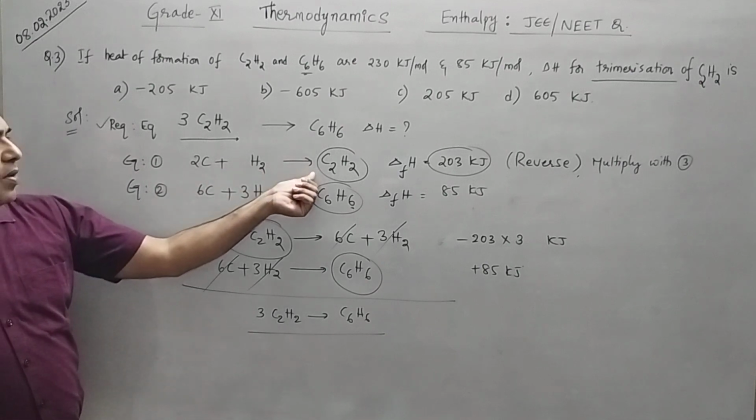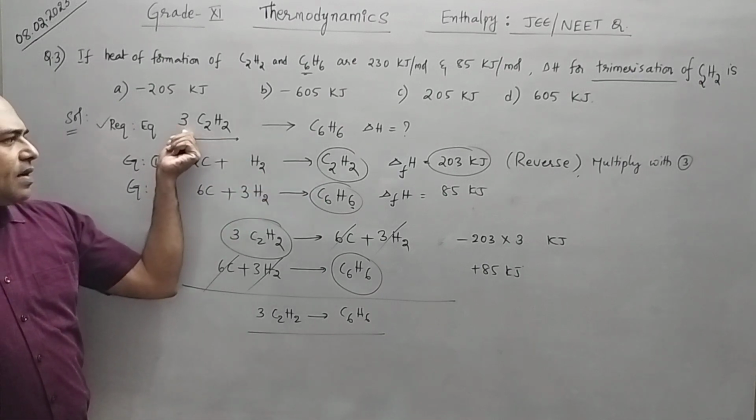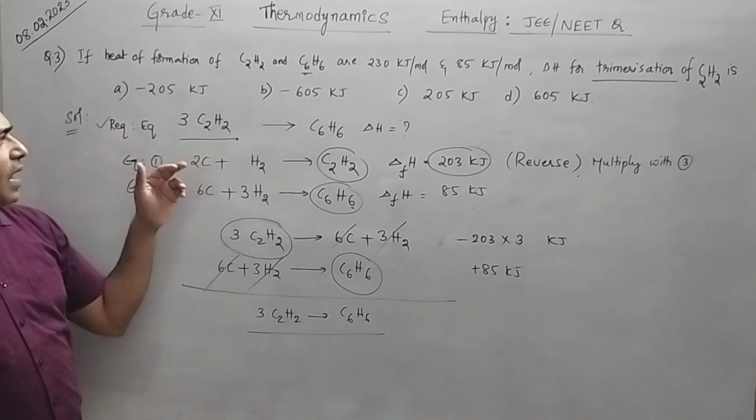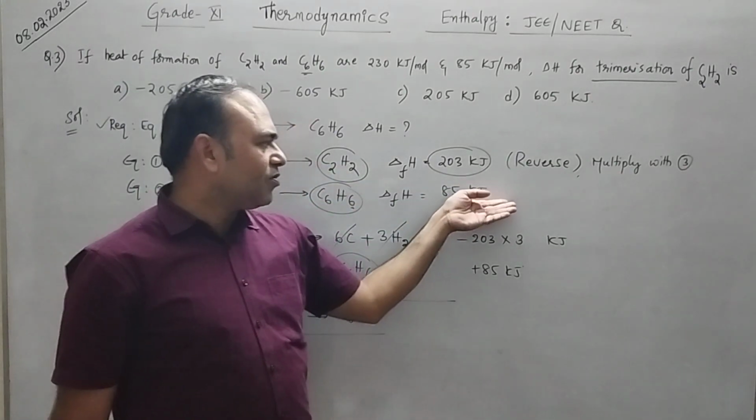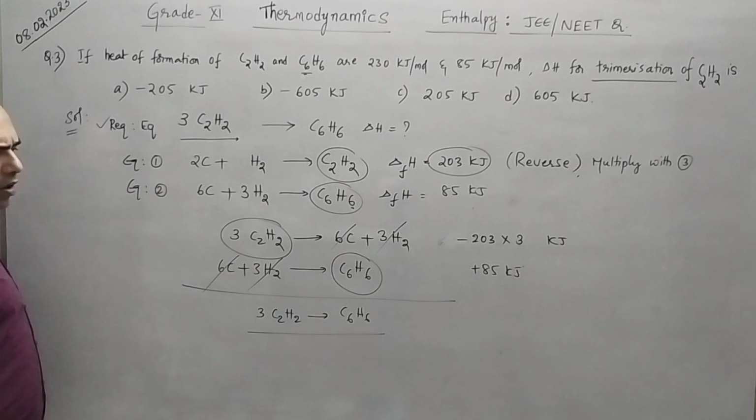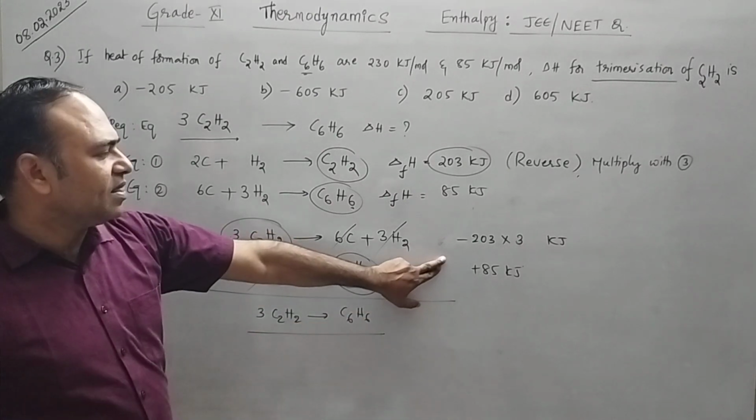First one, because it is on the product side and it is required as a reactant, you have to reverse this, and 3 moles are there, required 1 mole, so multiply. So we have done this. But the second one is as such. Now what we need to do, we have to solve the enthalpy.